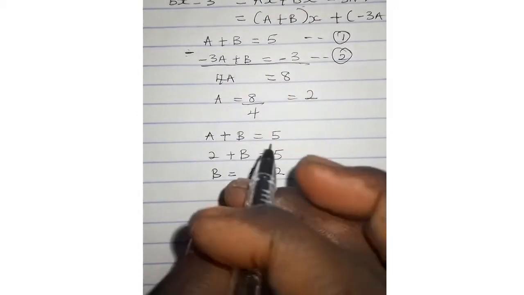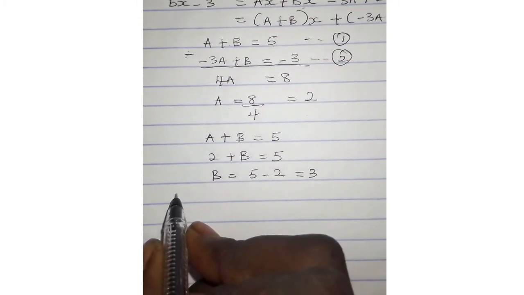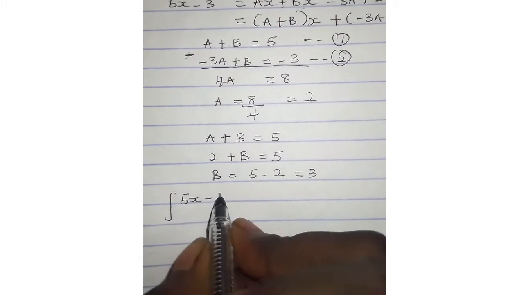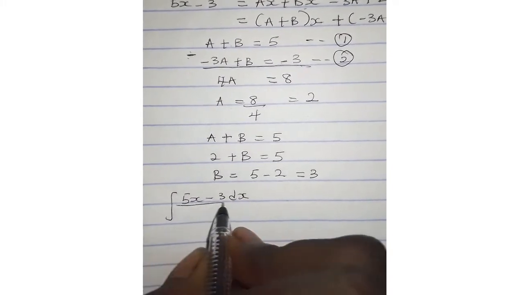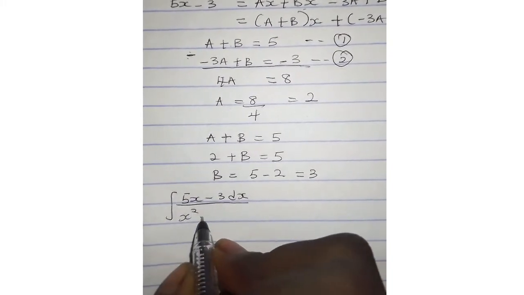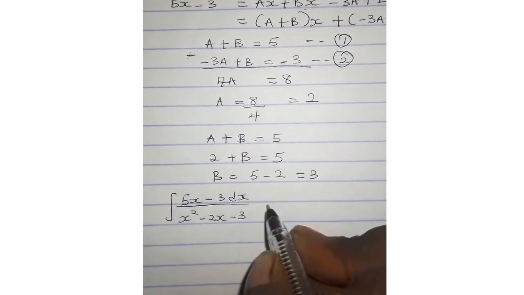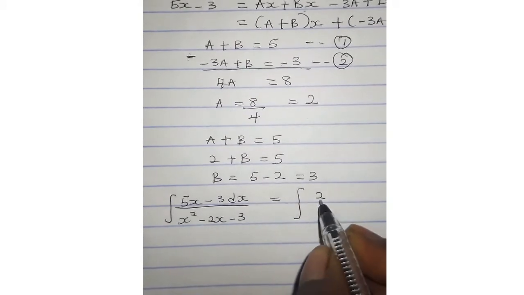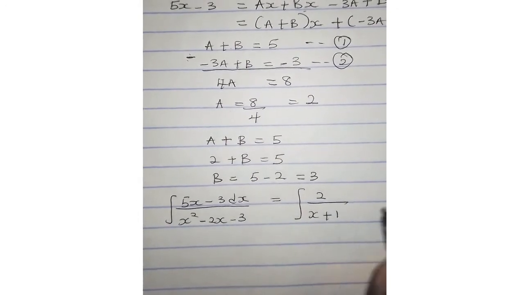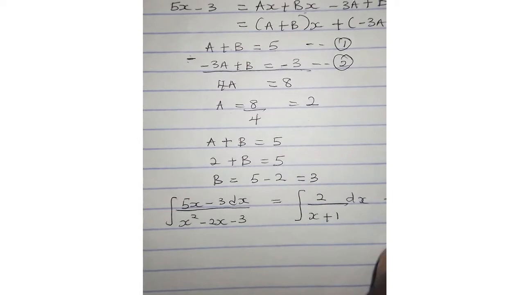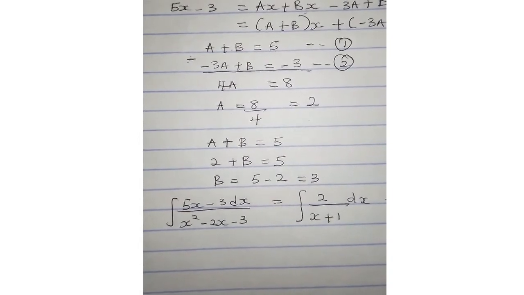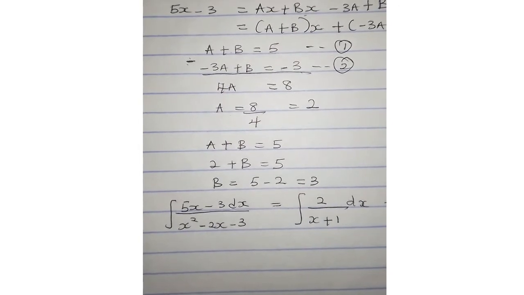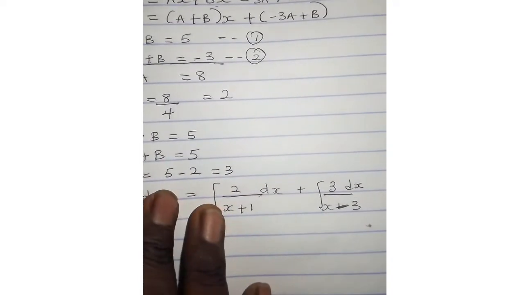So we're going to get the integral of (5x minus 3) dx all over x squared minus 2x minus 3 is equal to, now the integral of a, which is 2, all over (x plus 1) dx, plus the integral of 3 dx all over (x minus 3). So this is it.